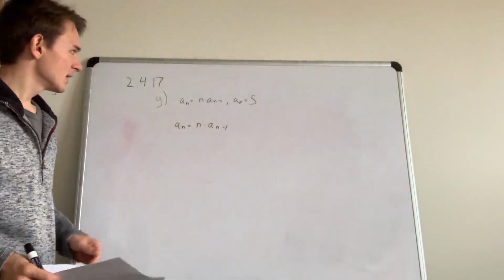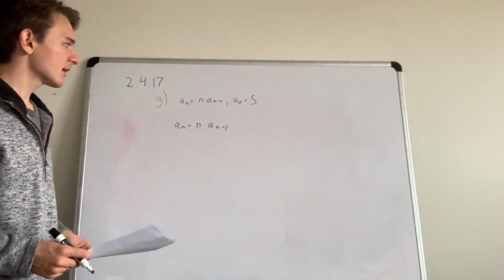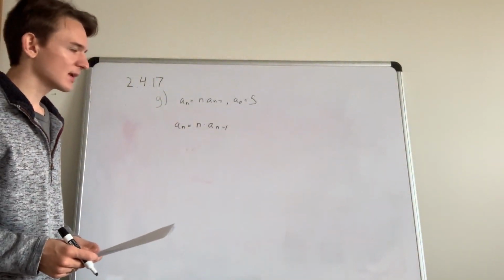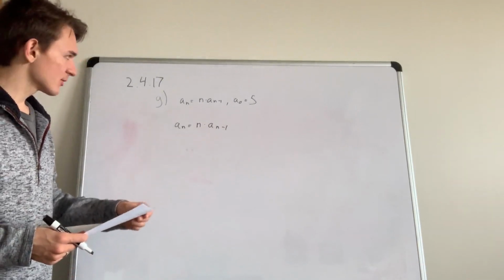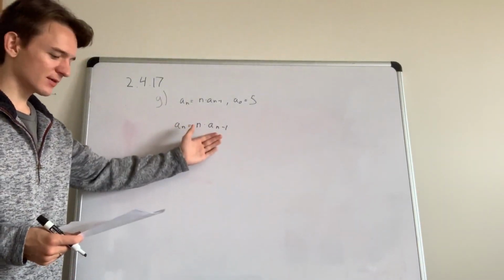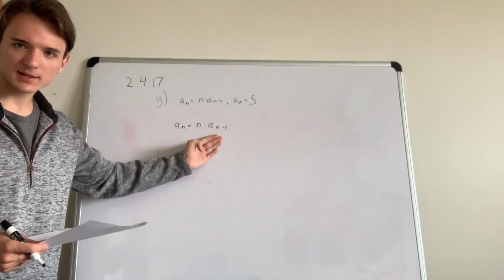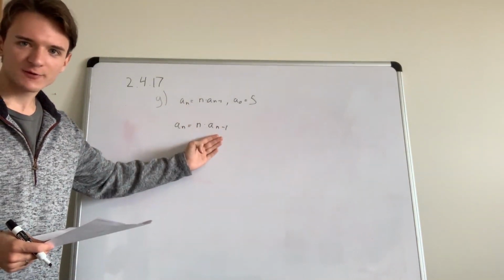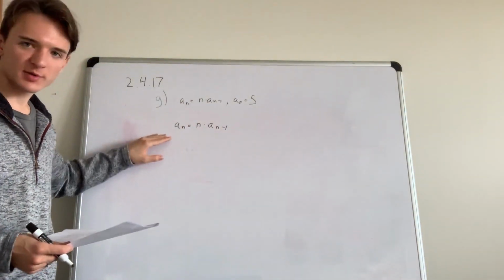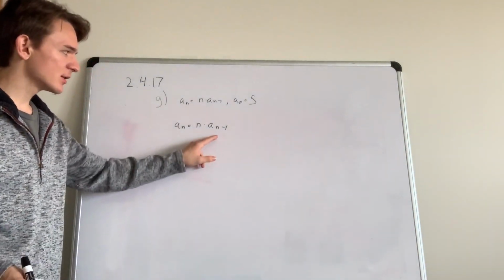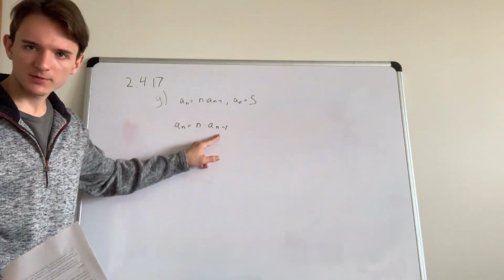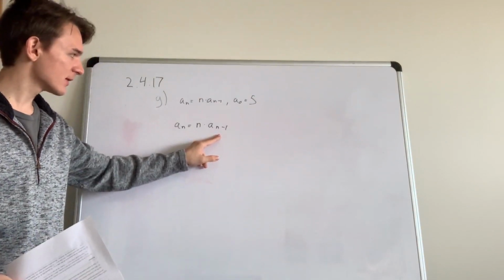A of n is equal to n times a of n minus 1, and our initial condition is a of 0 equals 5. Okay, so we have what we've been given, and that's the first step. We write down the original formula for our recursion relation, and we see it only depends on the previous value in our iteration, a of n minus 1.